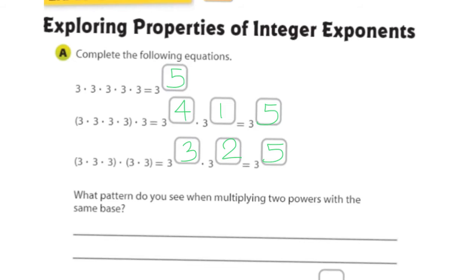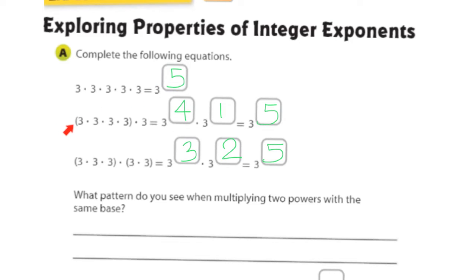Okay, ladies and gentlemen, this is now on page 34, and they're going to take exploring properties of integer exponents, complete the following equations. So here you have a base of 3. You have 1, 2, 3, 4, 5 times. So this is going to be 3 to the 5th power.